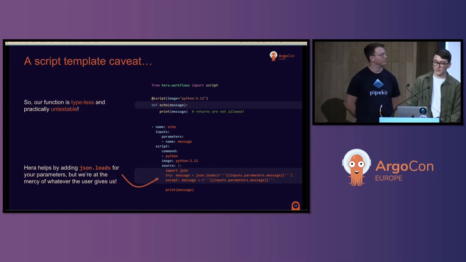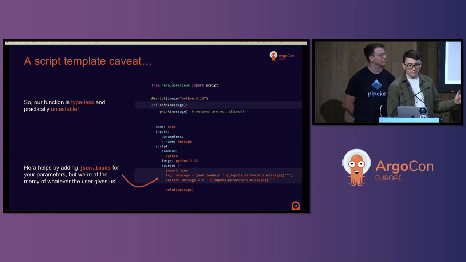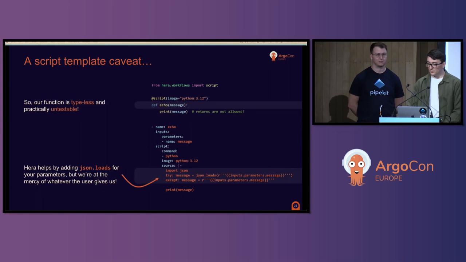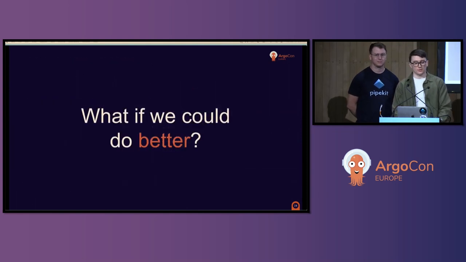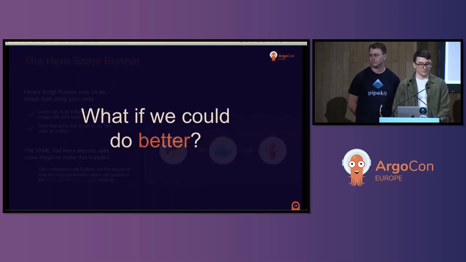And when Hera compiles your workflow to YAML, it helps a bit by deserializing your parameters for you, but we're still at the mercy of whatever the user gives us. So what if we could do better?